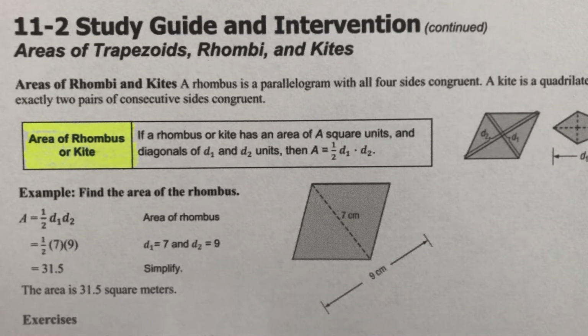This is part 2 of lesson 11-2. In this video, we're going to be reviewing areas of a rhombus and of a kite. And we find the area the same way, that's why we put them together.